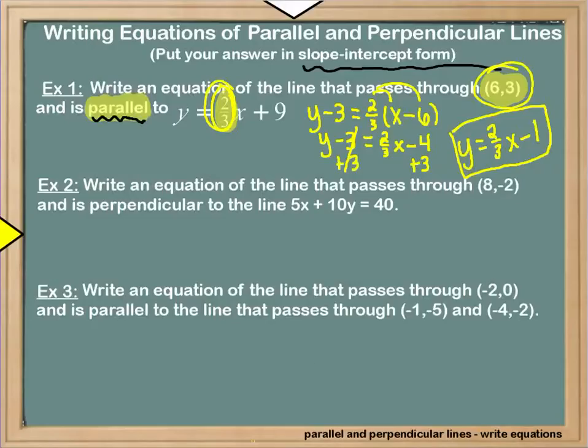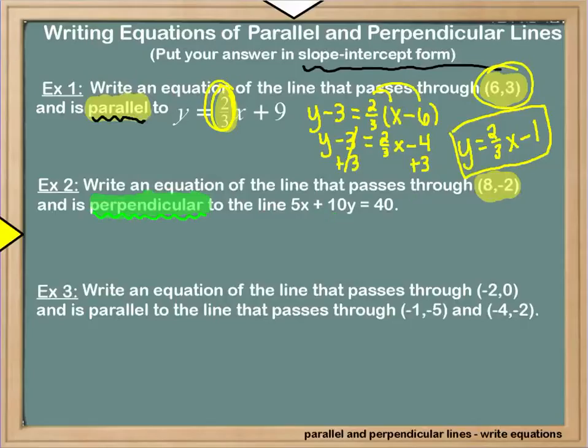Example 2 is also asking us to write the equation of a line, but they're providing us slightly different information to begin with. They want us to write the equation of a line that passes through (8, -2), but in this instance is perpendicular to the line 5x plus 10y equals 40. Two things are different in this example. First of all, we want our line to be perpendicular. Remember, perpendicular lines have opposite reciprocal slopes. Secondly, they gave the equation of the line in standard form. It doesn't help us because it doesn't provide us with our slope.